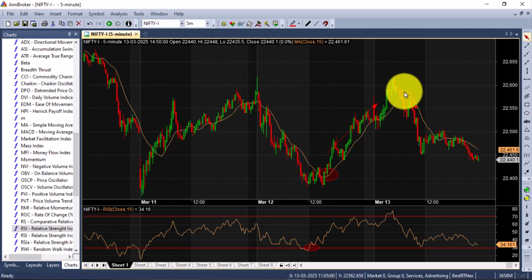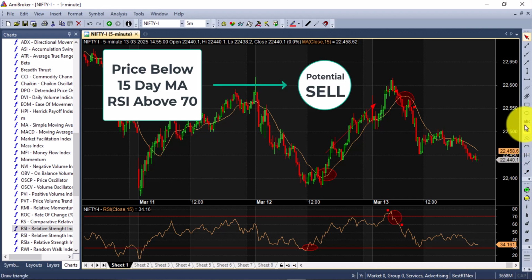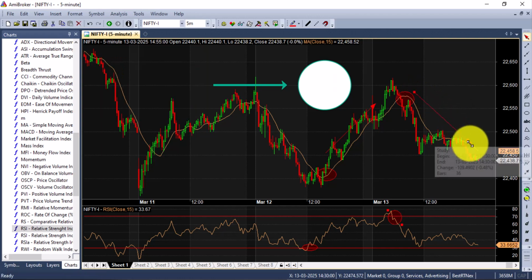In a downtrend, if the price is below the 15 period moving average and the RSI is above 70, it could mean the market is overbought. This might be a good time to sell, as the market may be ready for a correction. See here, these are the right places to sell a stock.